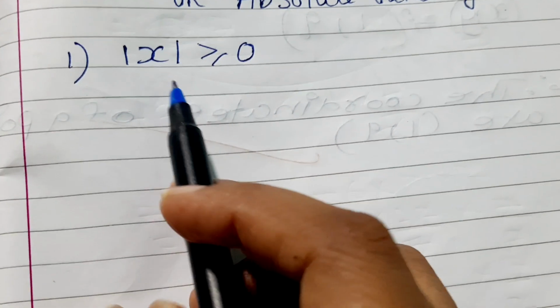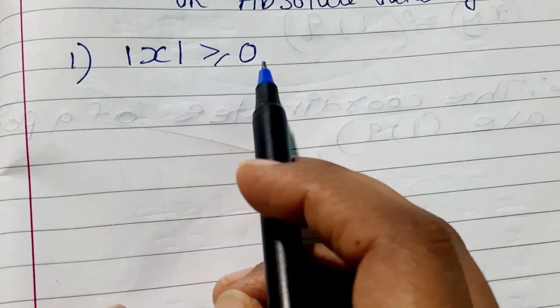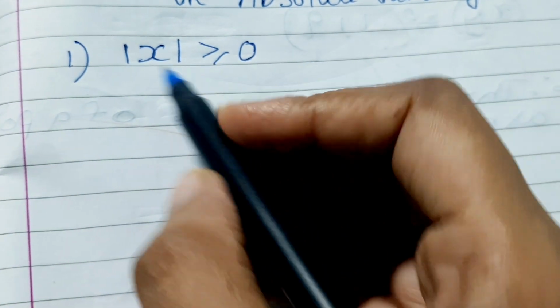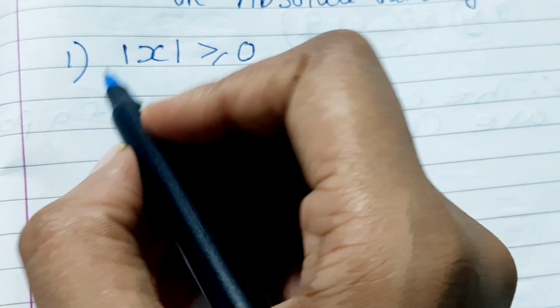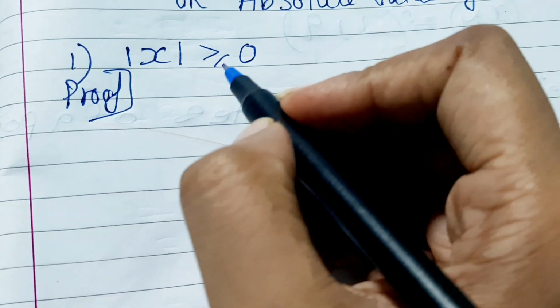So here, what is given? Modulus of x is greater than or equal to 0. How are we going to prove this? Write down the proof first.